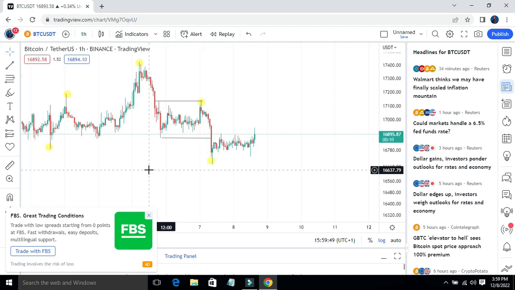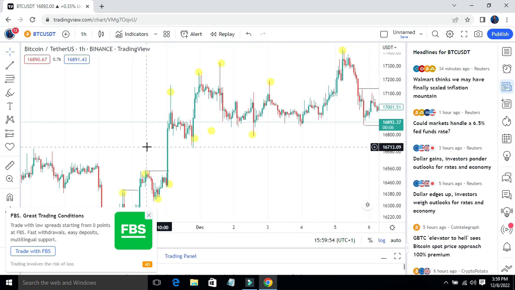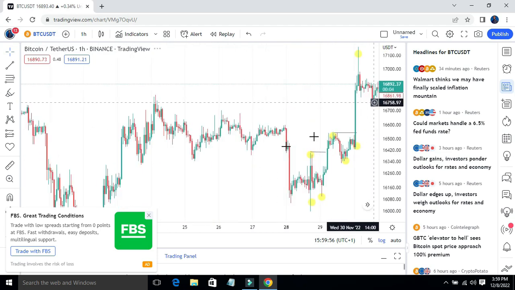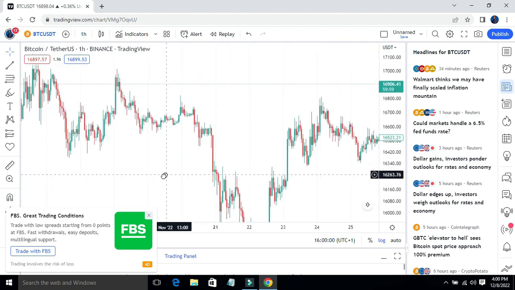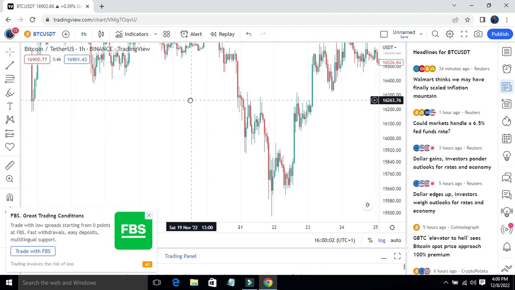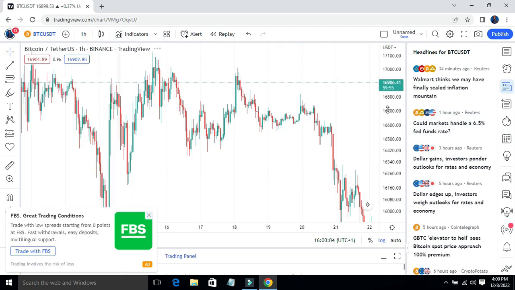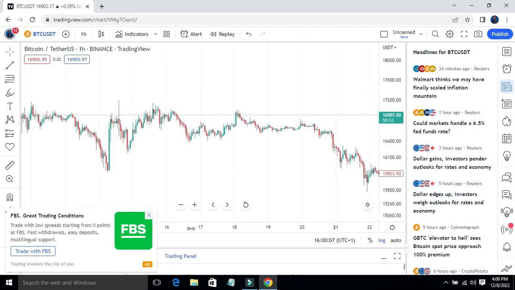Okay, so you know what a break of structure is and what a change of character is. So let me look for a downtrend and show you an example of a change of character. So this is a downtrend here. This is a downtrend. Let's zoom out.